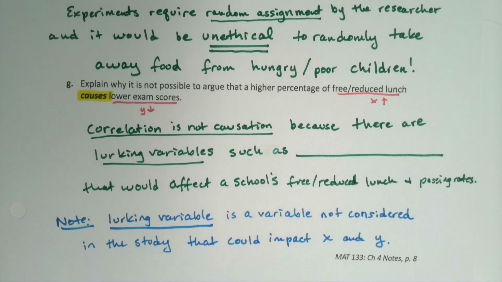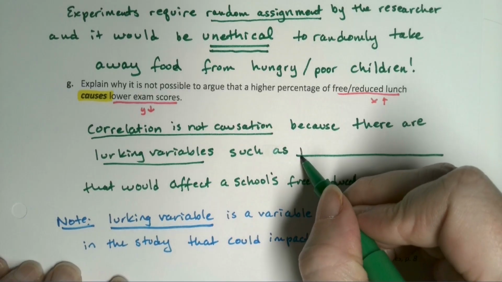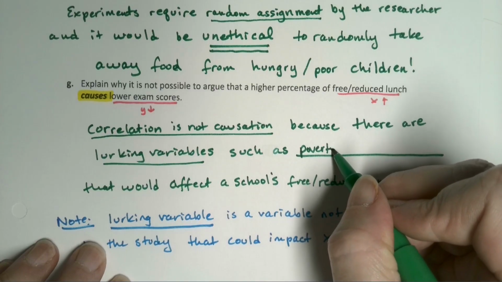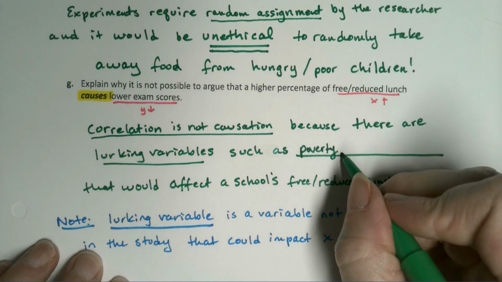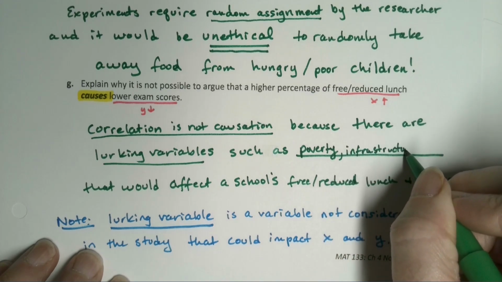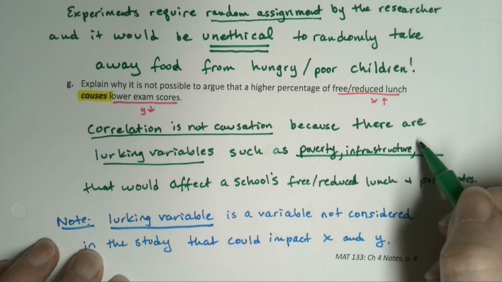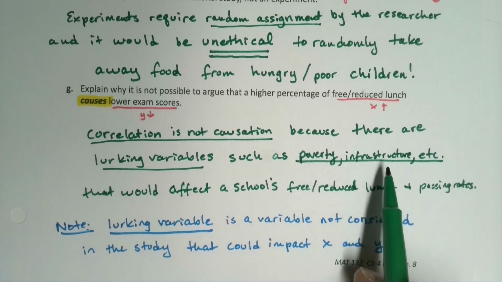Okay, so what's a potential lurking variable in this case? And if you're paying attention, you might have noticed I already wrote it. It's poverty, right? So poverty might be very much an impact on what's going on. You could also think of maybe infrastructure. Maybe the school doesn't have the resources. Maybe the parents don't have the resources, etc. But infrastructure would be more the school, right?